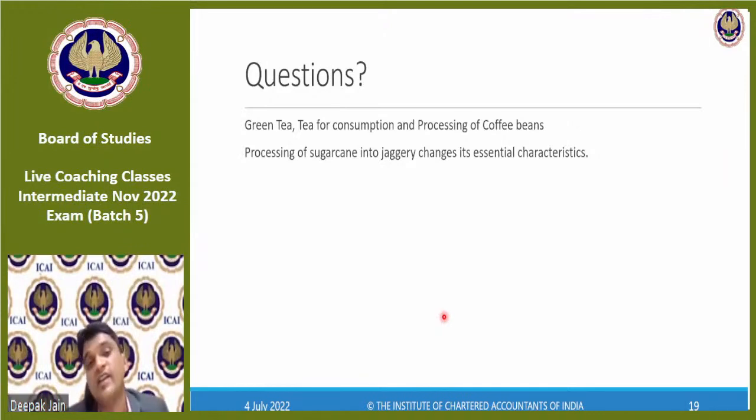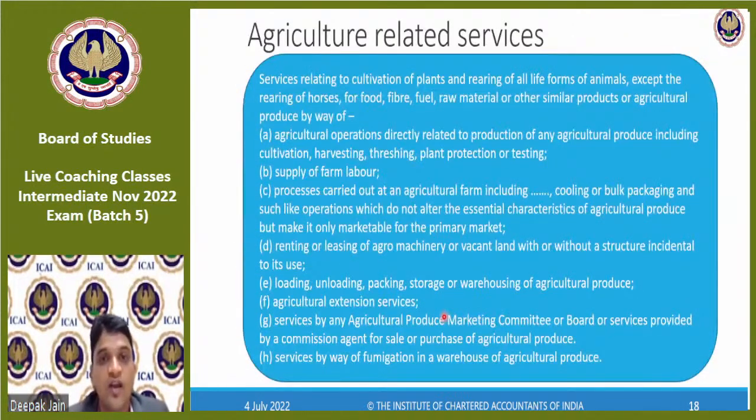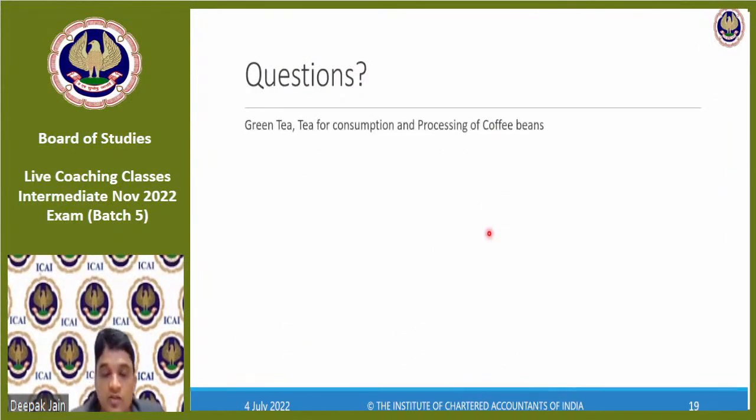So when we said, ये किस लिए important है? When we said these services relative of process carried on, okay, cooling or bulk packaging, which makes the operation not essential for its market, for the primary market, उसके लिए है, because what all is exempted only is exempted, not everything कि agriculture हमको लगता है तो exempted हो जाएगा, नहीं.